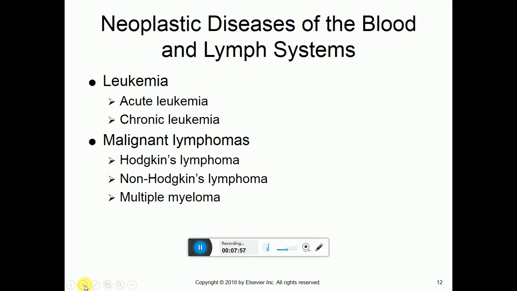If classified immunologically, T-cell and natural killer cell and B-cell leukemias are described. Your book has that, guys. It has everything I just said to you, okay?